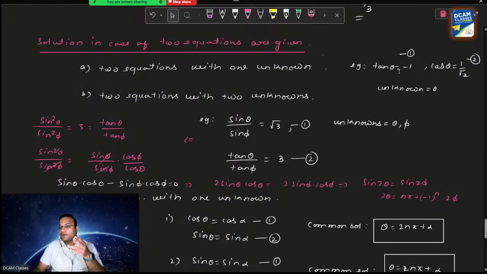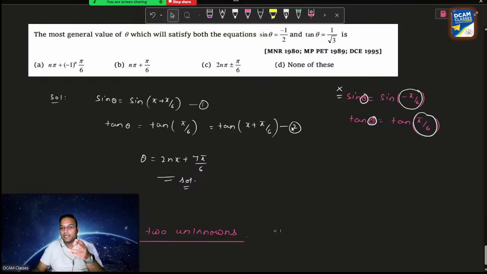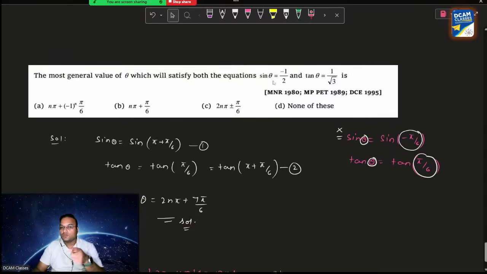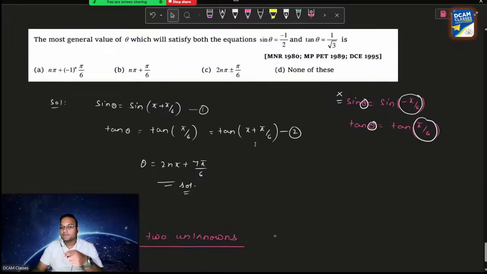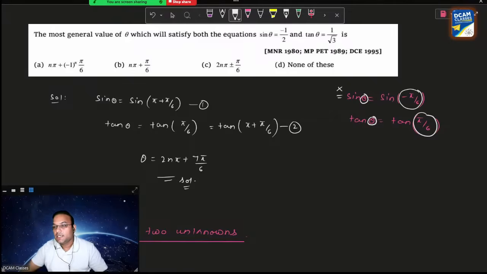For two equations with one unknown, you have these two equations. An example is this: two equations are there, only theta is the unknown. So how do you solve it? I have given one example, you solve the individual one. Sin theta is equal to minus half, tan theta is equal to this. So what you have to do is write sin theta is equal to sin of some angle, tan theta is equal to tan of some angle. But the important thing is this angle and this angle have to be equal.